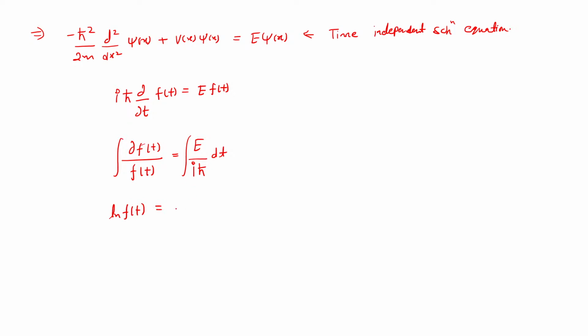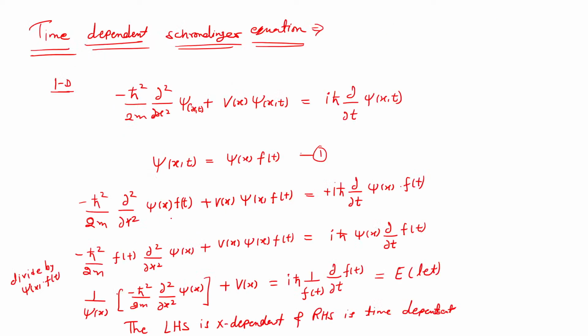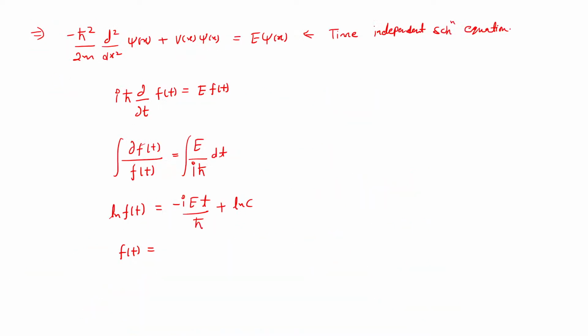that is equal to, if you integrate it will be minus iota E t over h cut plus a constant of integration, log c, suppose. Then f of t, this function of t we need to calculate basically, that is the target, because we have psi x t is equal to psi x f of t. So f of t here we can calculate as c exponential of minus iota E t upon h cut.